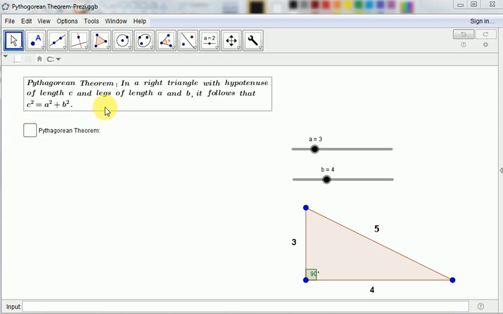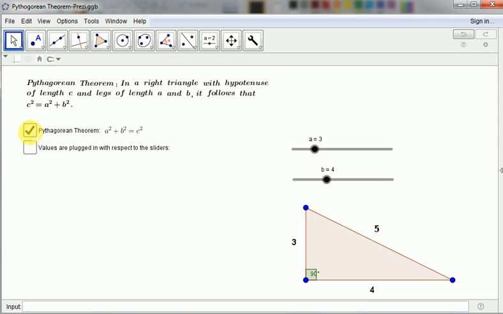So the Pythagorean theorem could either be seen like that, or we could also see it as A squared plus B squared equals C squared. Values are plugged in with respect to the sliders. So right here they tell us A is 3, and then we also see that B is 4. So then we're going to go ahead and plug those into the equation.